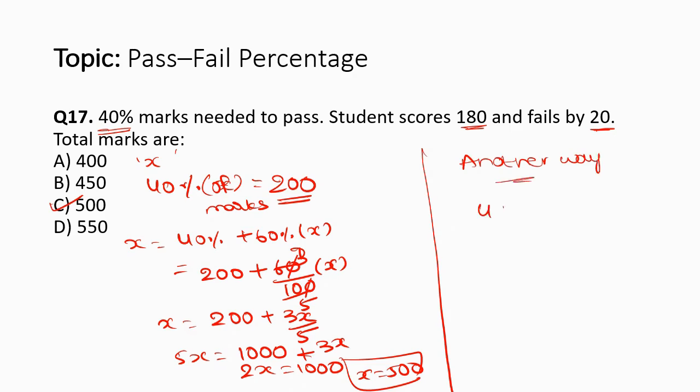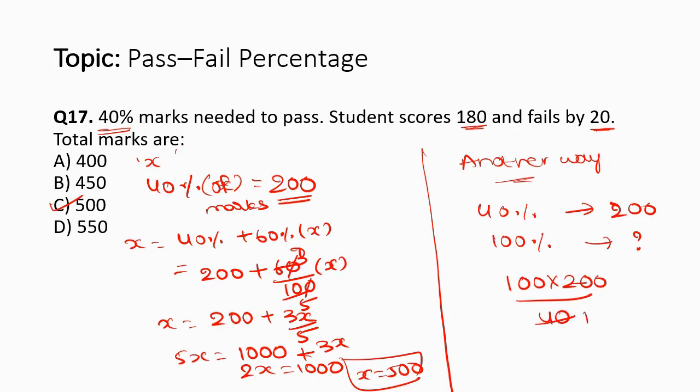So here we know that 40% of marks is 200 and we need to find out total marks like 100% marks. Same, cross multiply 100 into 200 by 40. 4 ones, 4 5s. Total marks is 500.